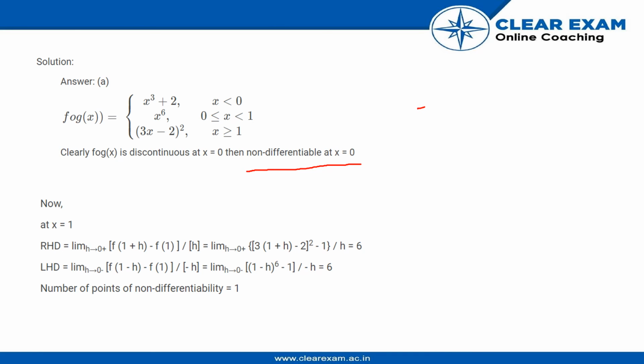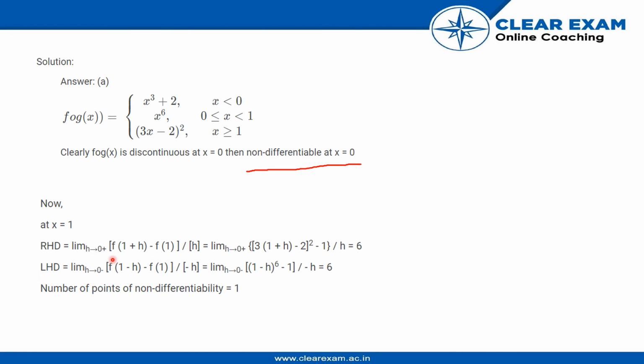Once we have found that it is non-differentiable at x equal to 0, we look at x equal to 1. For x equal to 1, the right hand derivative is the limit as h tends to 0 of f of 1 plus h minus f of 1, upon h. We put the values in and divide by h, and we get the value 6, because 3 plus 3h minus 2 is 3h plus 1, the whole square minus 1. If we simplify and divide by h, we get the value of RHD to be equal to 6.